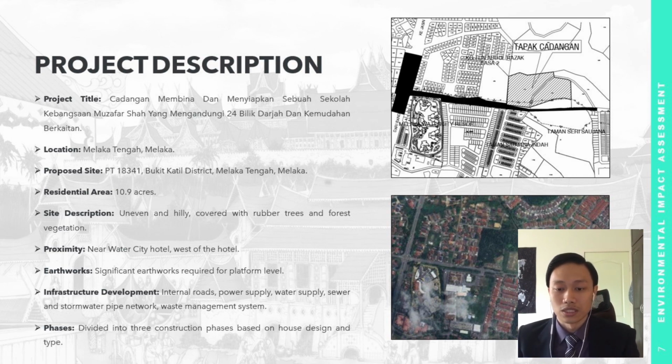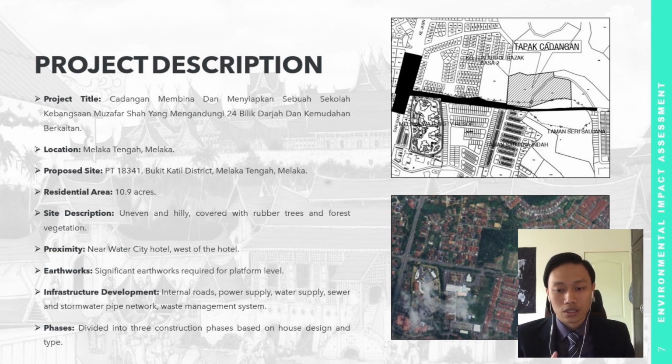Next is infrastructure development. Infrastructure development is a crucial aspect of the project. It includes the construction of internal roads, provision of power supply, water supply, sewer and stormwater pipe network, and also a waste management system. The next one is the construction phase, where the project will be divided into 3 construction phases based on house design and type.